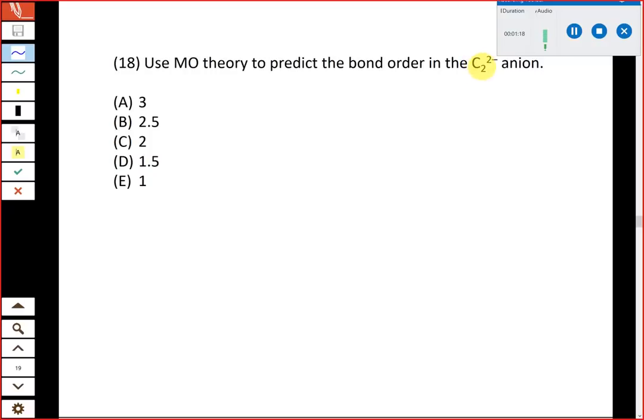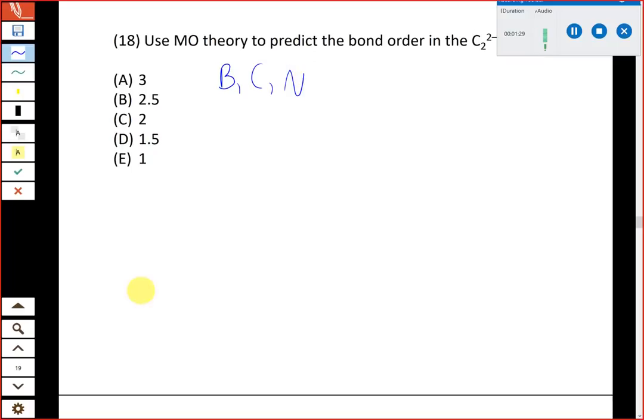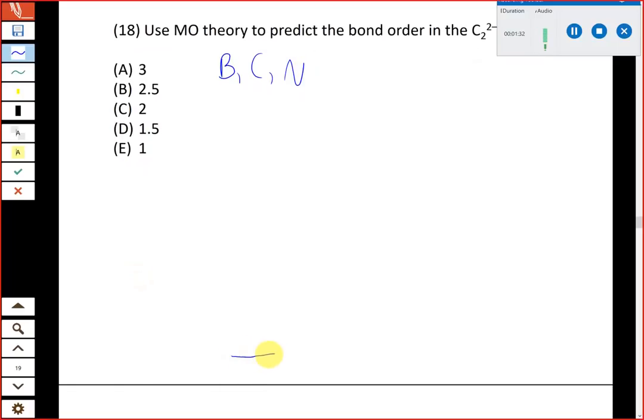So this is carbon, C2 2-, and so for boron, carbon, and nitrogen, we're going to have this ordering of the molecular orbitals. So the lowest energy orbital is always going to be the sigma 2s. So I'm just going to draw the molecular orbitals that result. We should be familiar with the idea that these molecular orbitals form by combining the atomic orbitals. So the 2s orbitals combine to make sigma and sigma star, sigma being the bonding orbital that's lower, sigma star being the anti-bonding orbital that's higher in energy.